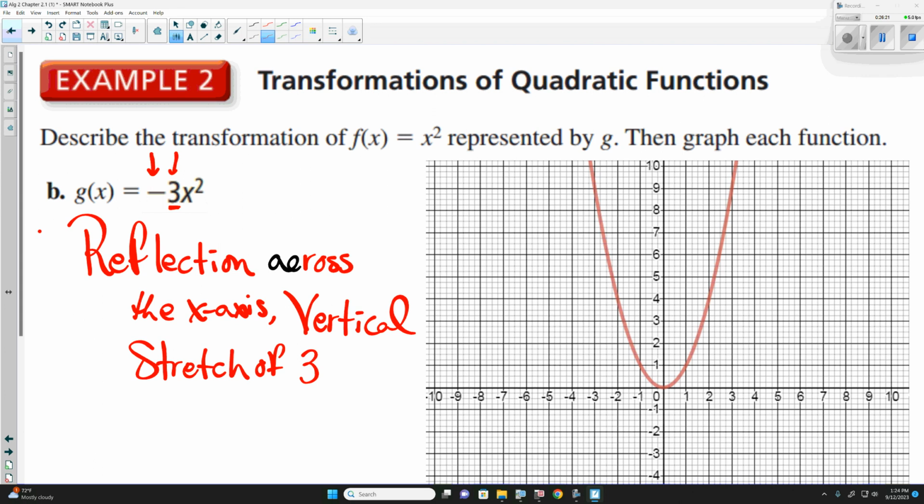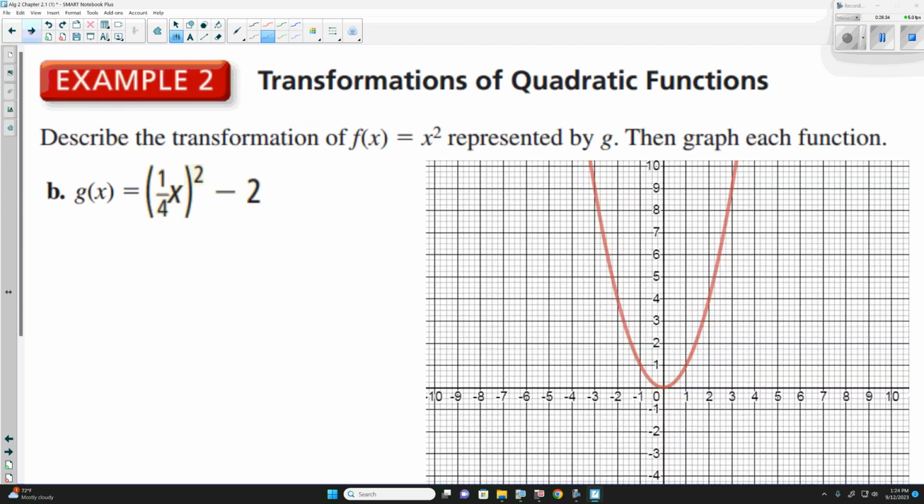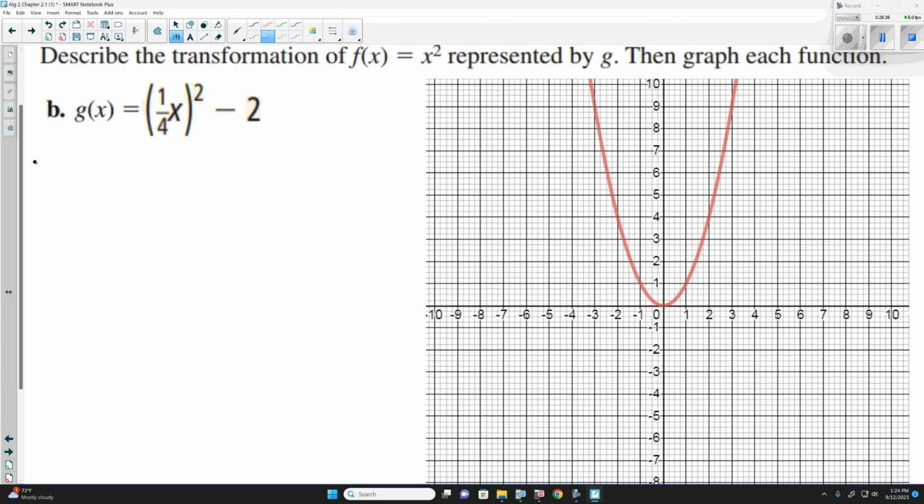So especially if it's in front of x, there's not a number in front of it, because again, we want to put x first, x squared first. It's purely reflection. We don't attach it to the stretch or shrink. Now, if we look at this one here, we do have two transformations. What is one of them?